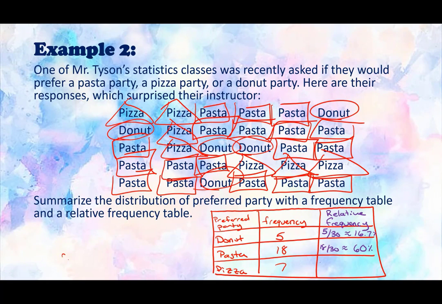And last but certainly not least, we have pizza, which is going to be 7 over 30, which when you put it into a calculator is going to be 23.3%. And again, all of these numbers add up to 100%, which is what you're looking for. You should always check for that. But what does this mean? It means that 23.3% of Mr. Tyson's statistics class would prefer a pizza party.